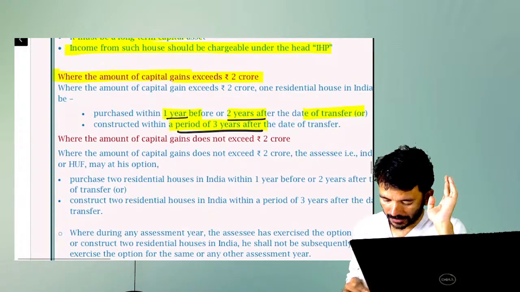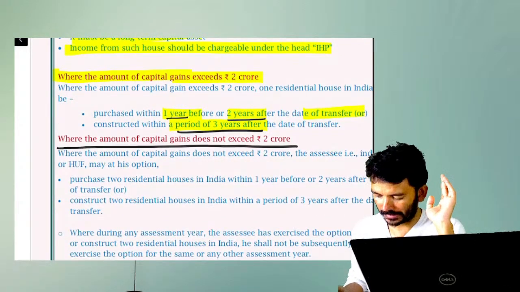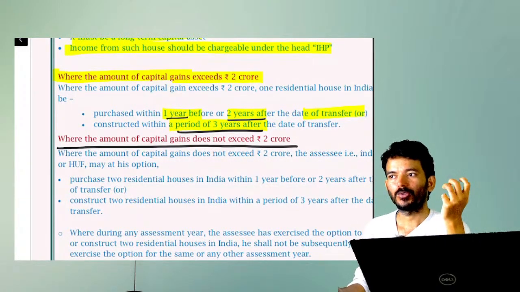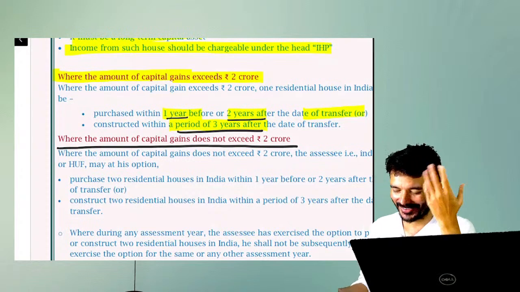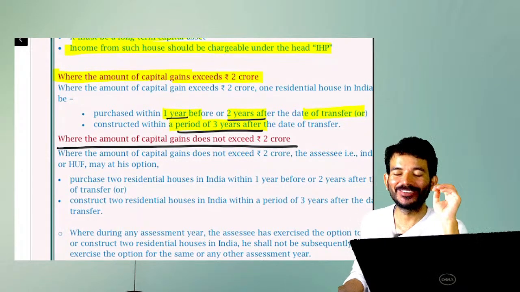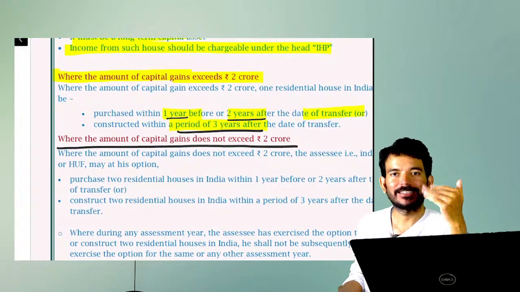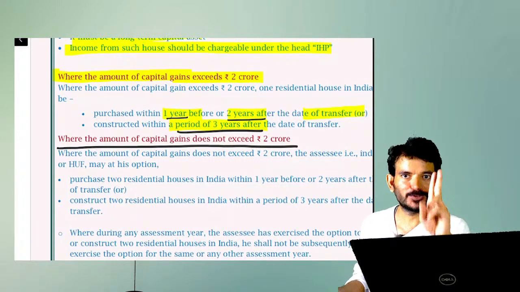Fine. Where the amount of capital gain does not exceed 2 crores, it's not 2 crores, it's like maybe 1.8 crores. So we are all middle class family. I don't know what thought they might have gone through. 2 crores, as if it's a very small amount, they are thinking. If it is less than 2 crores, you can afford to purchase 2 houses.